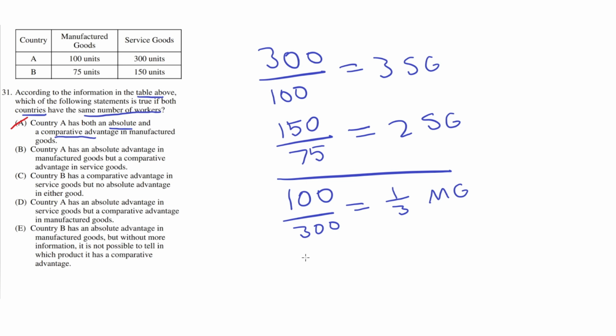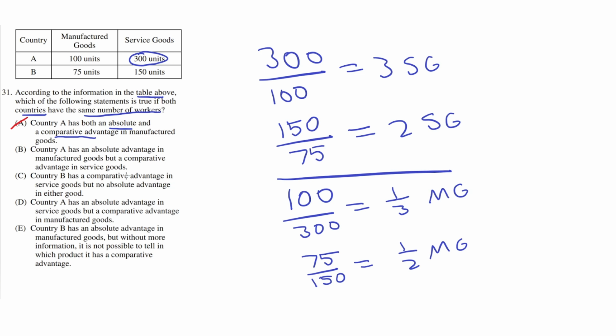So for them it would be 75 over 150. This would give us 1/2 manufactured goods. So for every service good produced in country B, it costs them 1/2 of a manufactured good. So looking at this, we can clearly see that country A has a lower opportunity cost. Therefore, country A does have a comparative advantage in service goods as compared to country B. Therefore, B seems to be the correct answer. Let's look at C now.